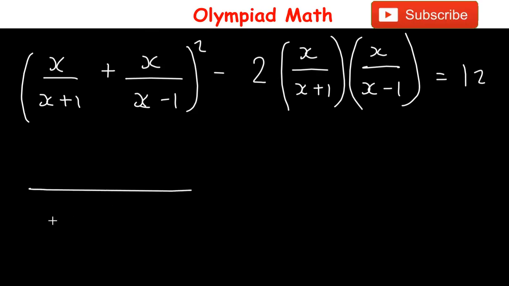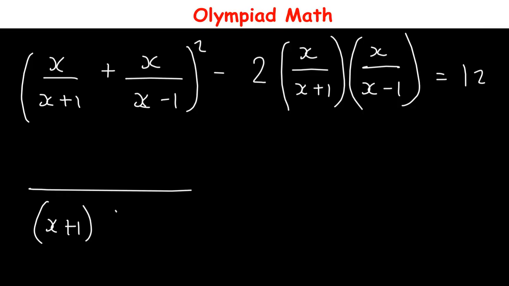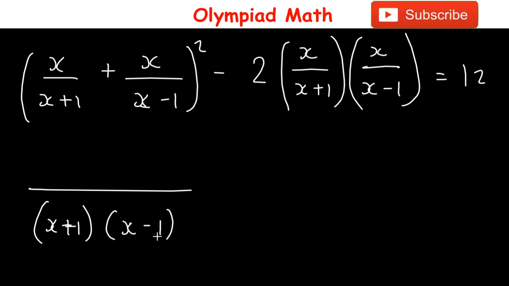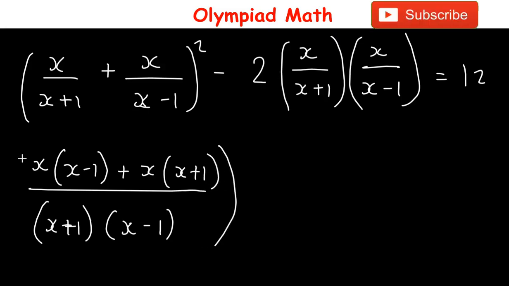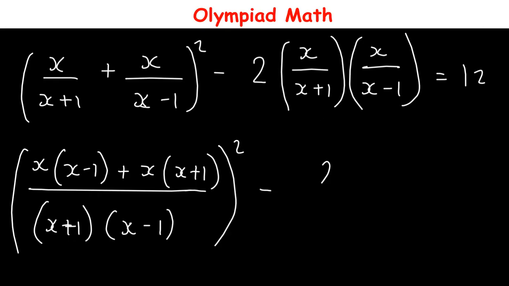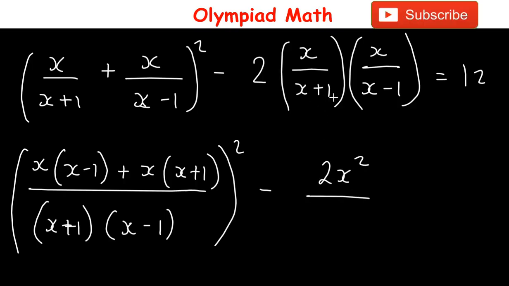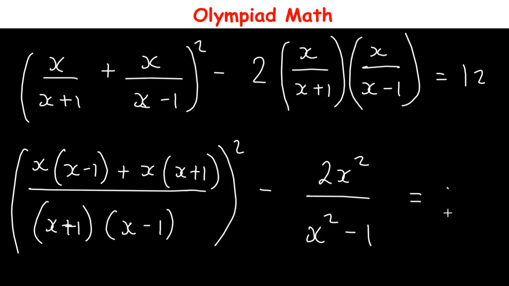The LCM is simply (x + 1) multiplied by (x - 1). So with this, x + 1, we divide this. The answer is x - 1, and x - 1 will multiply x. So x(x - 1), then plus x - 1, we divide this. We have x + 1. x + 1 will multiply x, so x(x + 1), and this is all squared. Then minus 2 times x, 2x² over (x + 1)(x - 1) will give us x² - 1, and this equals 12.